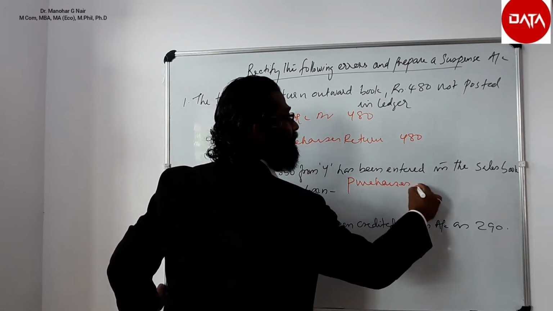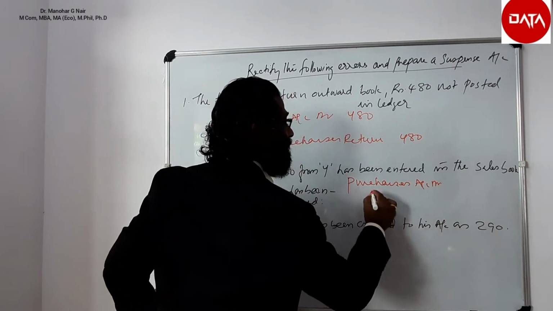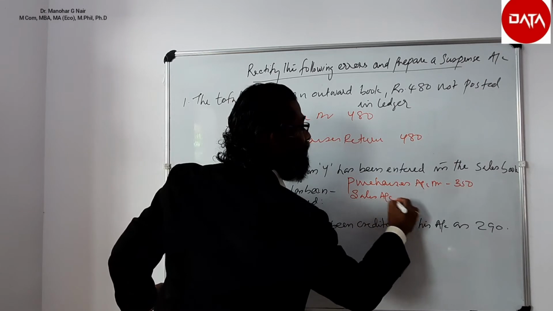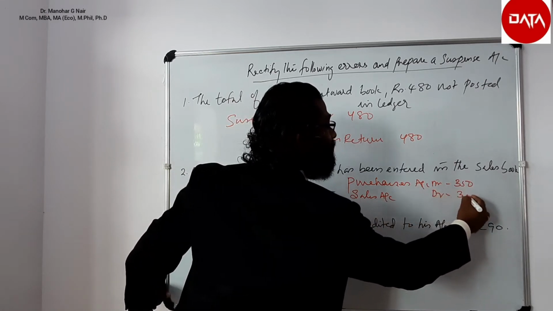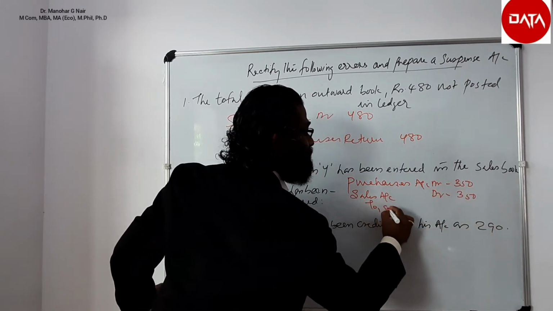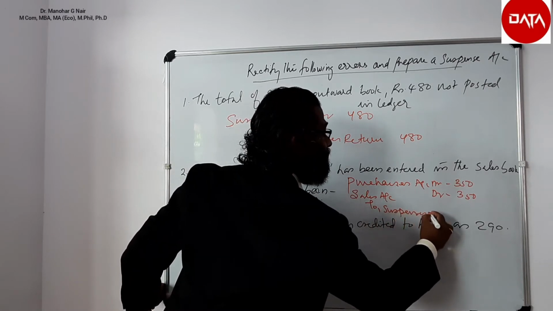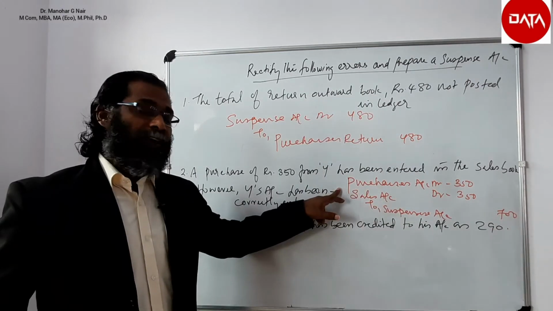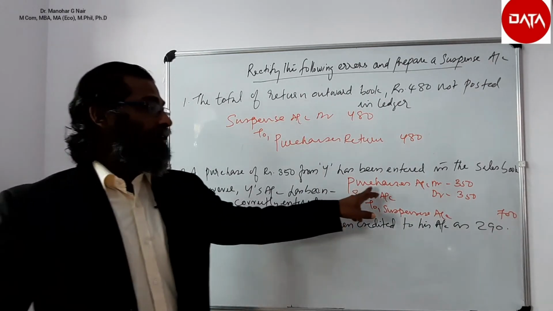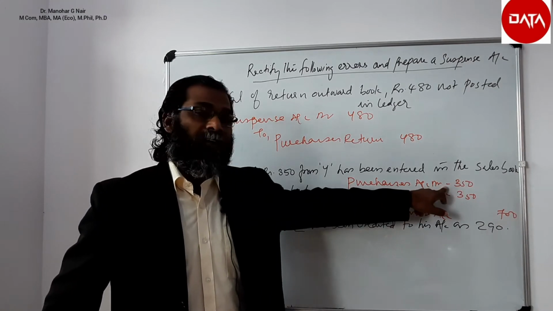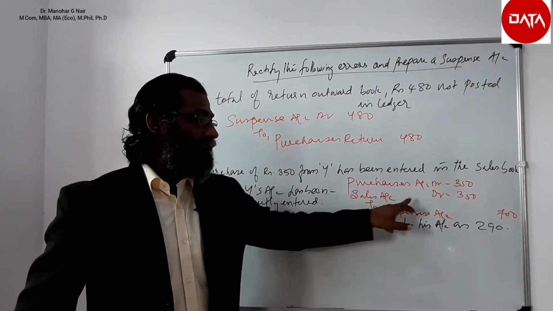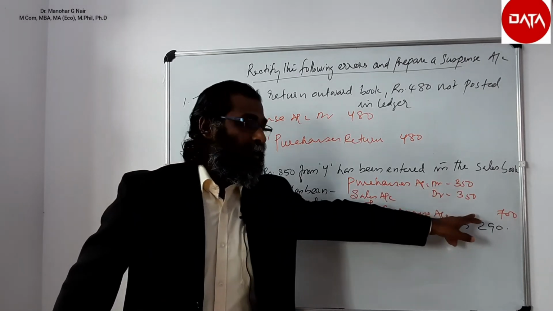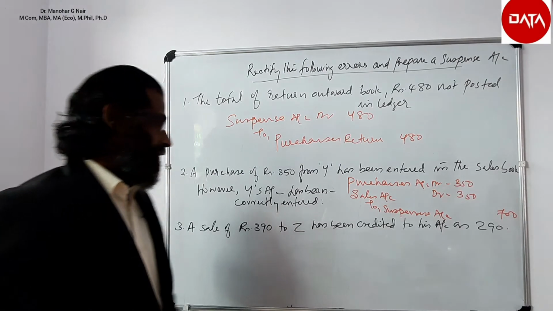purchases account debtor 350, sales account debtor 350 to suspense account to the extent of 700. So by passing this journal entry, purchases account to the extent of 350 is initiated, sales account to the extent of 350 is cancelled, and the suspense account is cancelled to the extent of 700 rupees.